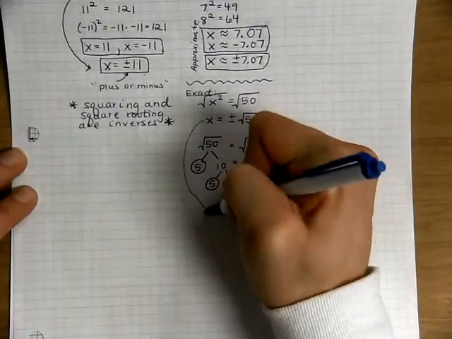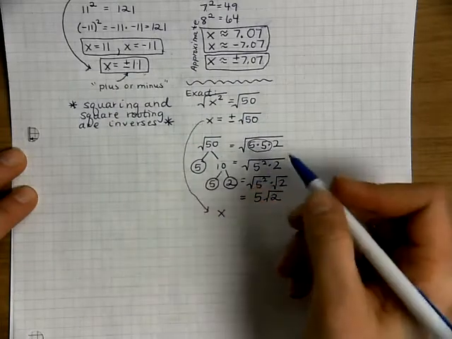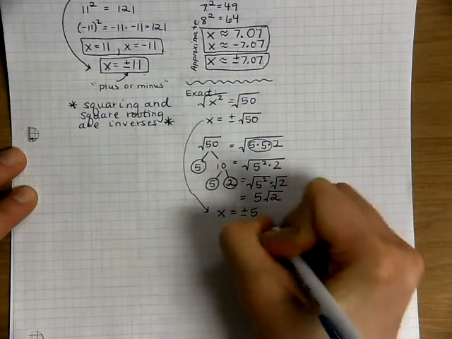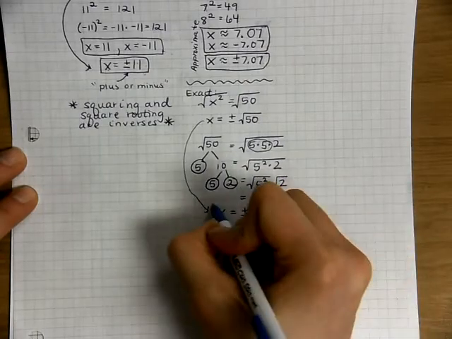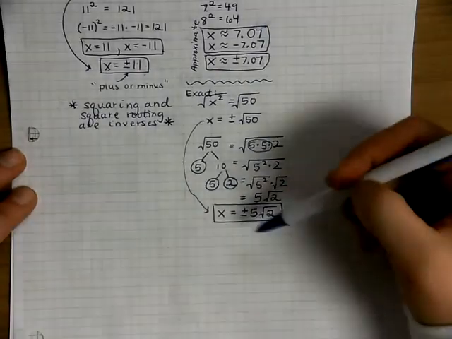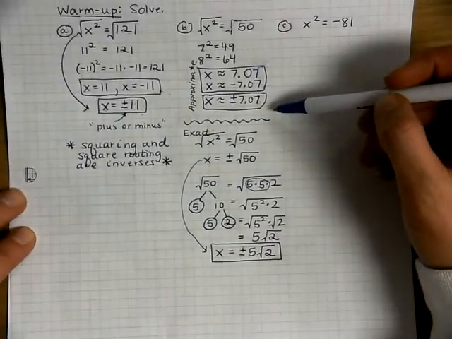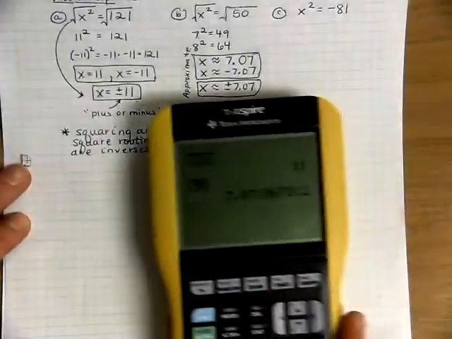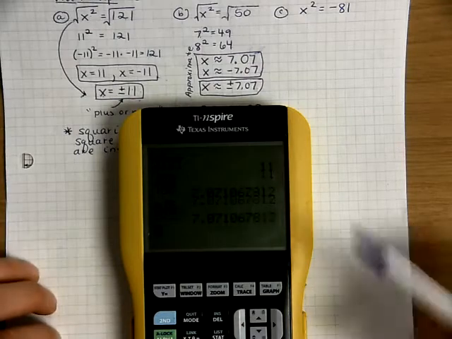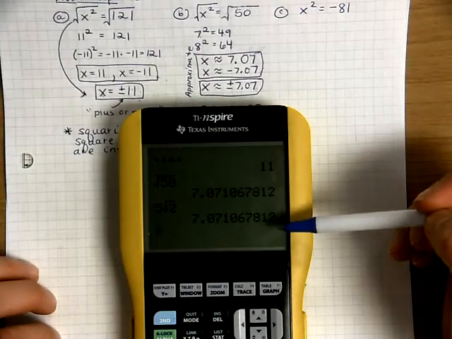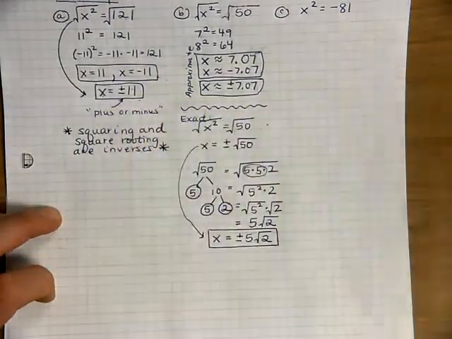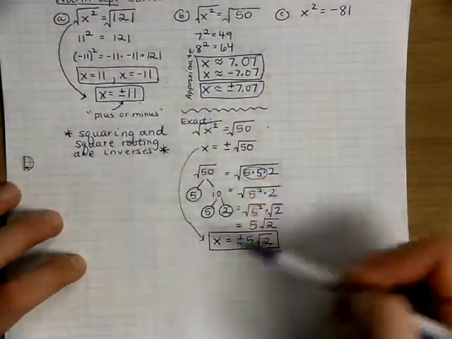So jumping down here, my final answer, if I want the exact answer, is x is equal to plus or minus 5 times the square root of 2. And that will be my final answer. Here is your exact answer, here's your approximate answer. I can show you on the calculator, they are the exact same thing. 5 times the square root of 2, if I press enter, I get the exact same thing here. This one is in simplified radical form. Here's your decimal approximation. So notice both of these, they both have 2 solutions.